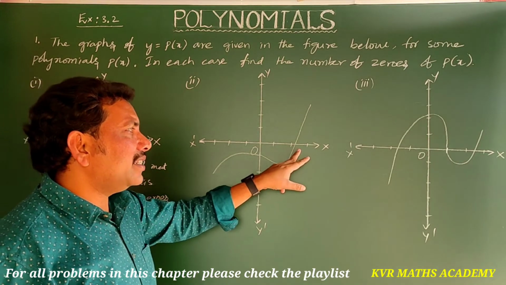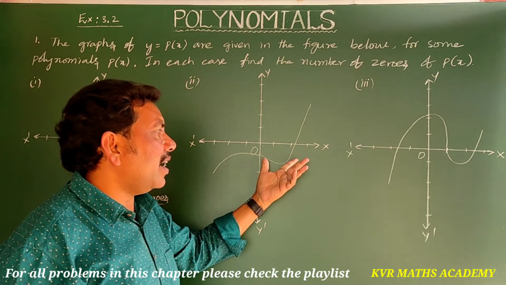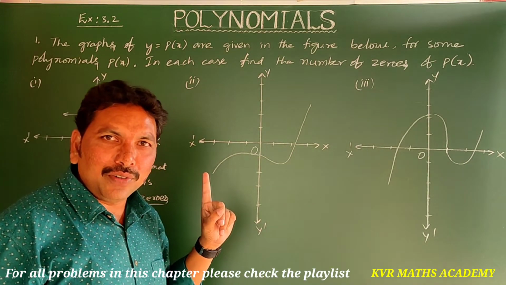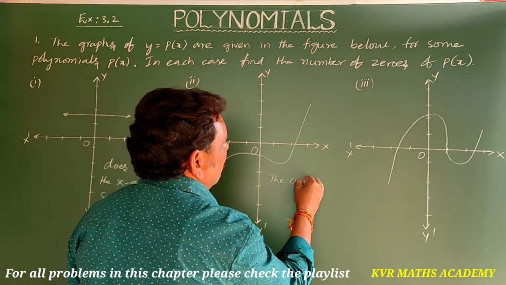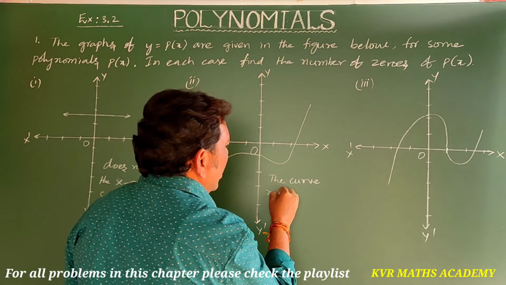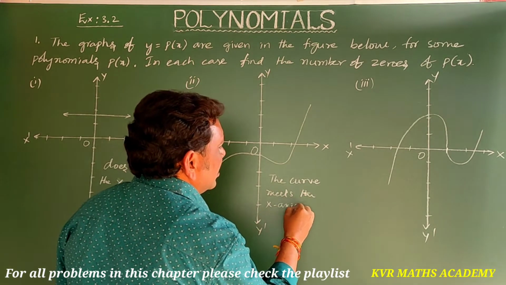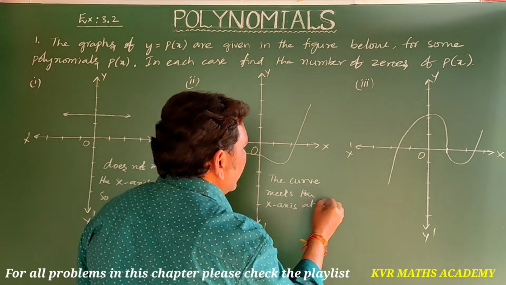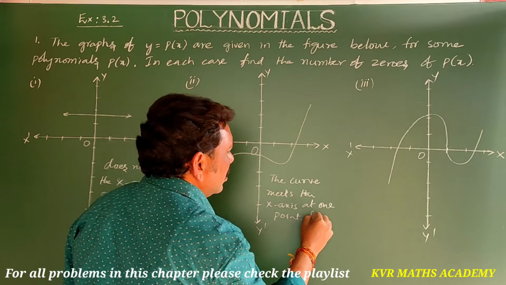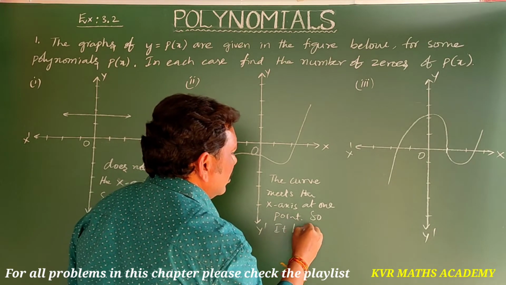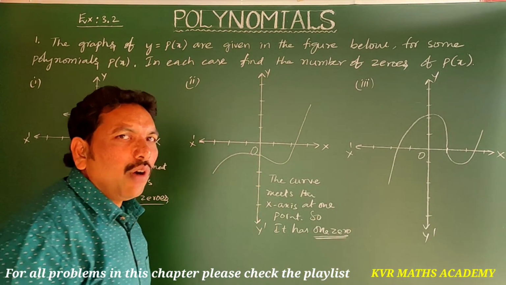If the curve meets the x-axis at only one point, that's why this graph has only 1 zero. Write down: the curve meets the x-axis at one point, therefore it has 1 zero, right?